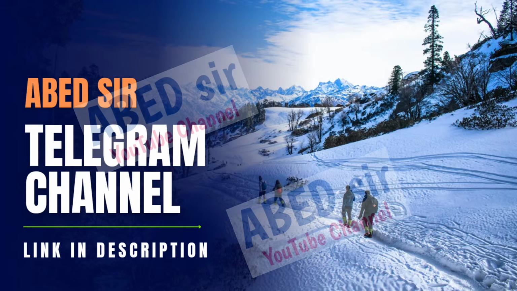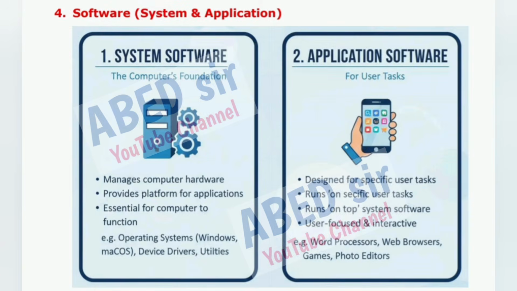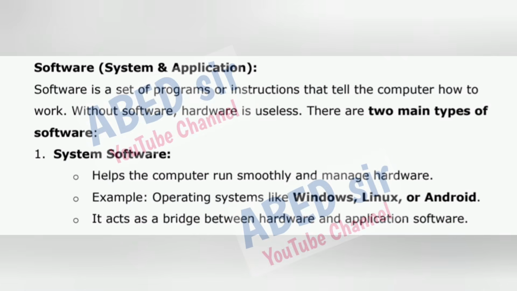Next important short question is: 4. Software, system and application. Software is a set of programs or instructions that tell the computer how to work. Without software, hardware is useless. There are two main types of software. 1. System software. Helps the computer run smoothly and manage hardware. Example, operating systems like Windows, Linux, or Android. It acts as a bridge between hardware and application software.